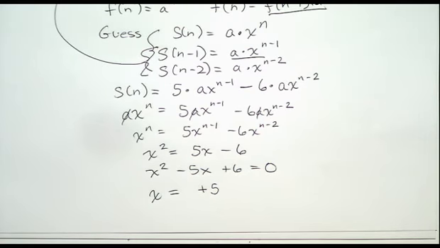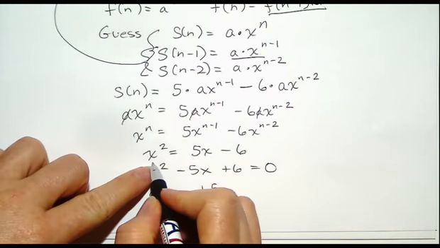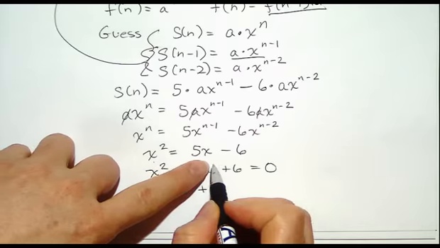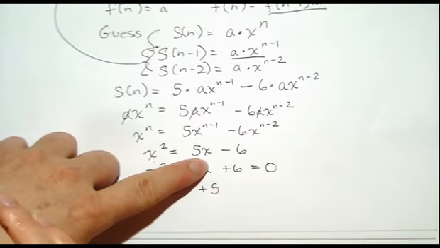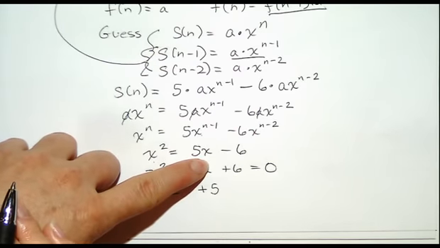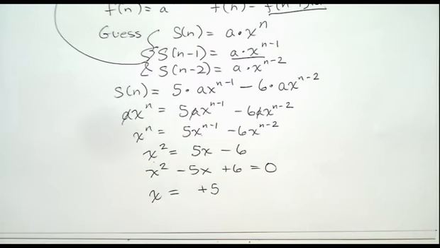I divide it out by x to the n minus 2. So x to the n divided by x to the n minus 2, I subtract the powers. So n minus n minus 2 is just 2 on the left-hand side. And on this side, x to the n minus 1 divided by x to the n minus 2 is just x. And x to the n minus 2 divided by x to the n minus 2 is just 1.